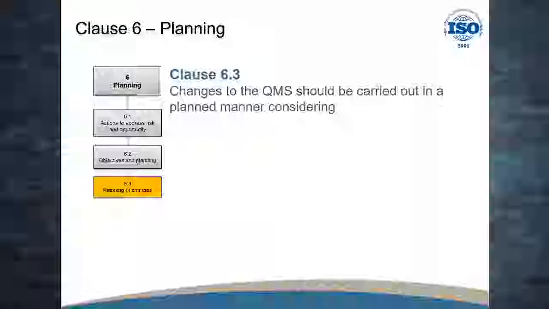6.3, changes to the QMS should be carried out in a planned manner. So this is planning of changes. This is not changes as it relates to product changes per se, but this is a more holistic view of changes. So changes to the QMS should be carried out in a planned manner, considering availability of resources. So you may have resources, but maybe those resources are tied up working on another project.